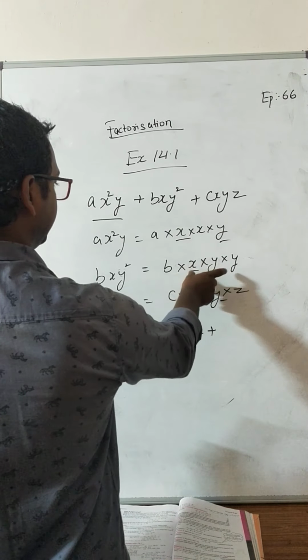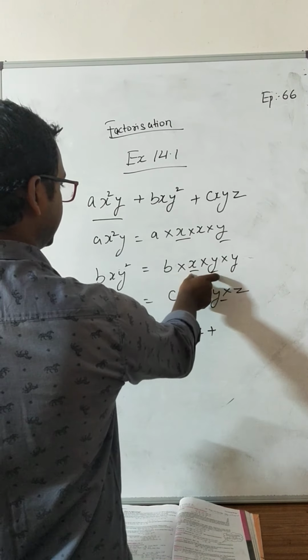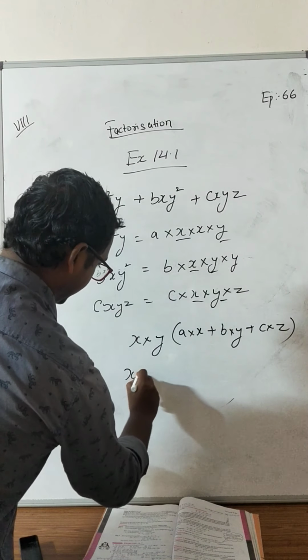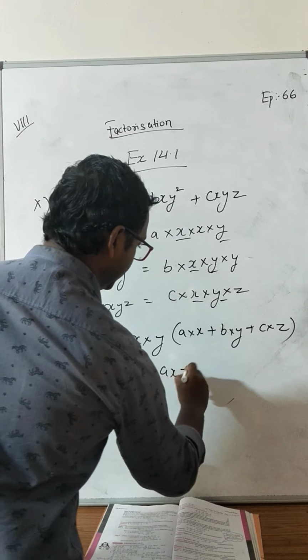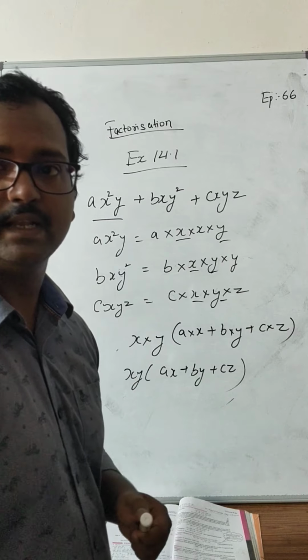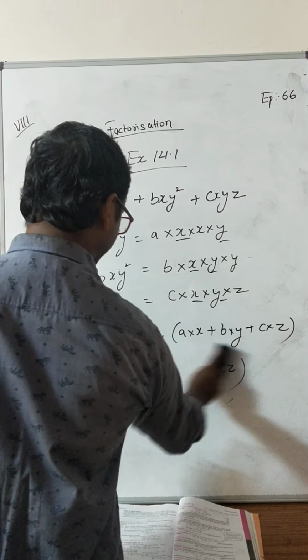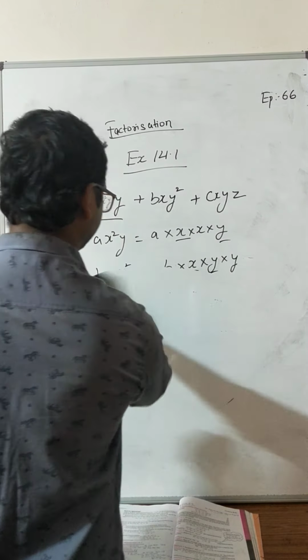Plus, from the second term when we remove x and y, what is left? b and y are left. b into y is left. From the third term when we remove x and y, what is left? c and z are left. So x into y is xy, a into x is ax, b into y is by, c into z is cz. So the final answer that we will get is xy in the bracket ax plus by plus cz. Okay students. I hope you understood how to do factorization when it is a case of taking common factors. Whatever questions I have not done from this second question, take them as homework. Okay. Now look at the third one.